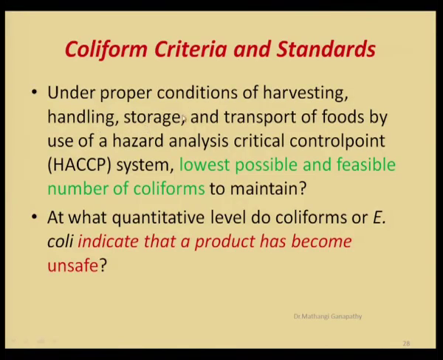So what is the standard and what is the criteria? Under proper conditions of harvesting, handling, storage and transport of foods by use of a hazard analysis critical control point, otherwise called the HACCP system, the aim is the lowest possible and feasible number of coliforms. So how do we say what should be the lowest possible amount of coliforms which can be present in a particular type of food? Then, at a quantitative level, how do the levels of coliforms indicate that the product has become unsafe? That is what we will now look for, along with product quality.